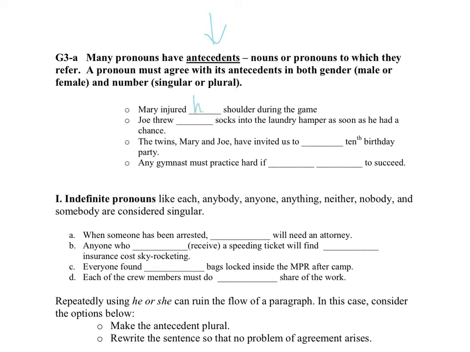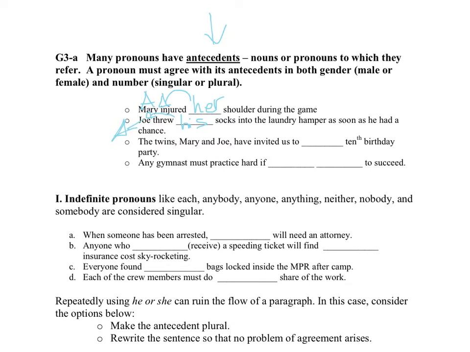Mary injured her shoulder during the game. Mary is the antecedent. Her is the pronoun referring to Mary, the antecedent. So basically, the antecedent is what the noun or pronoun is referring to. Her is referring to Mary. Joe threw his socks into the laundry hamper. His is the pronoun referring to the antecedent Joe.